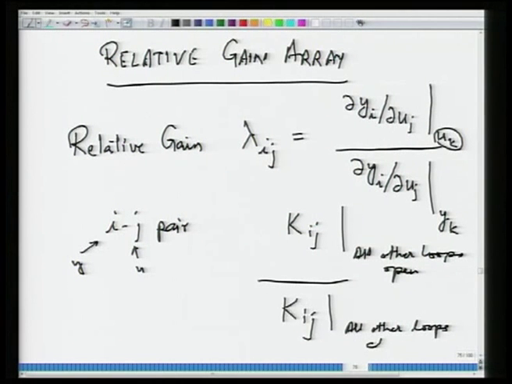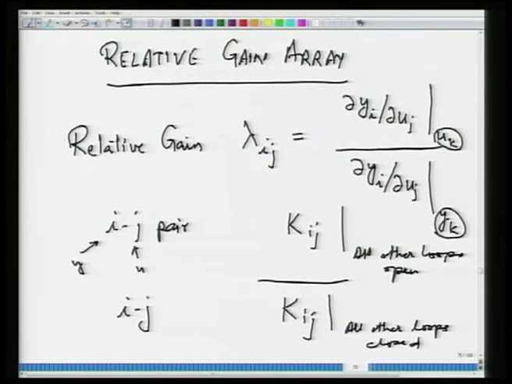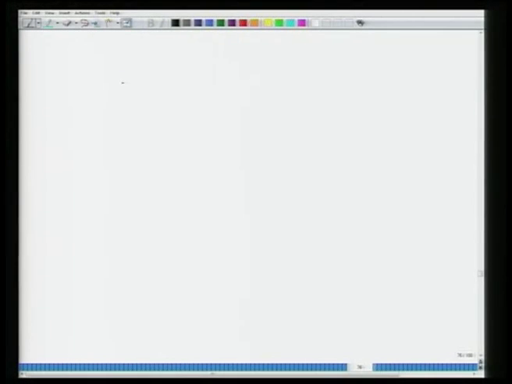Now, because all other loops are closed, all the other outputs other than yi are at their set points. All right. So, the relative gain is the ratio of the gain for the ij pair with all other loops open divided by the gain with all other loops closed. Okay. So, this is the English interpretation of relative gain.